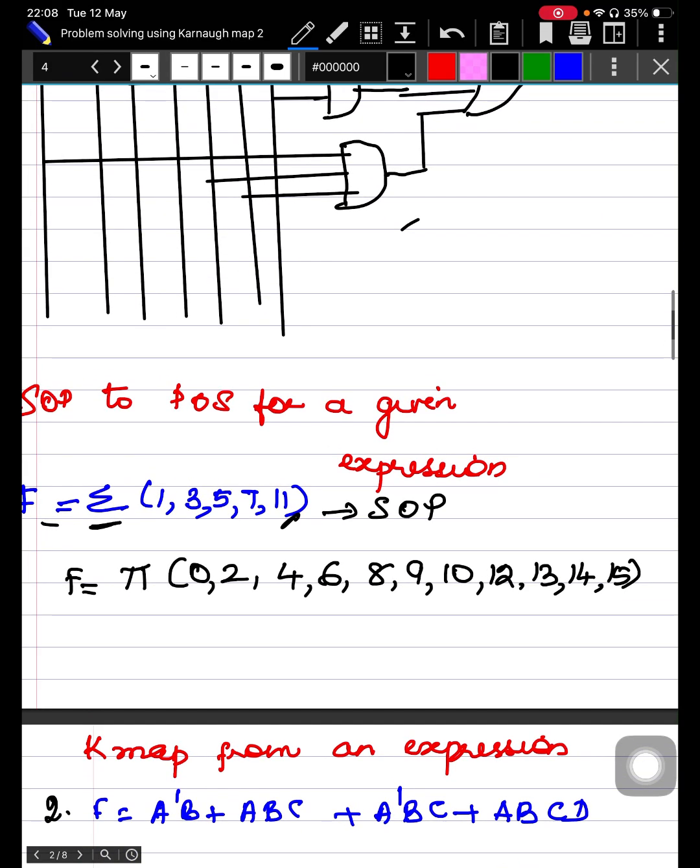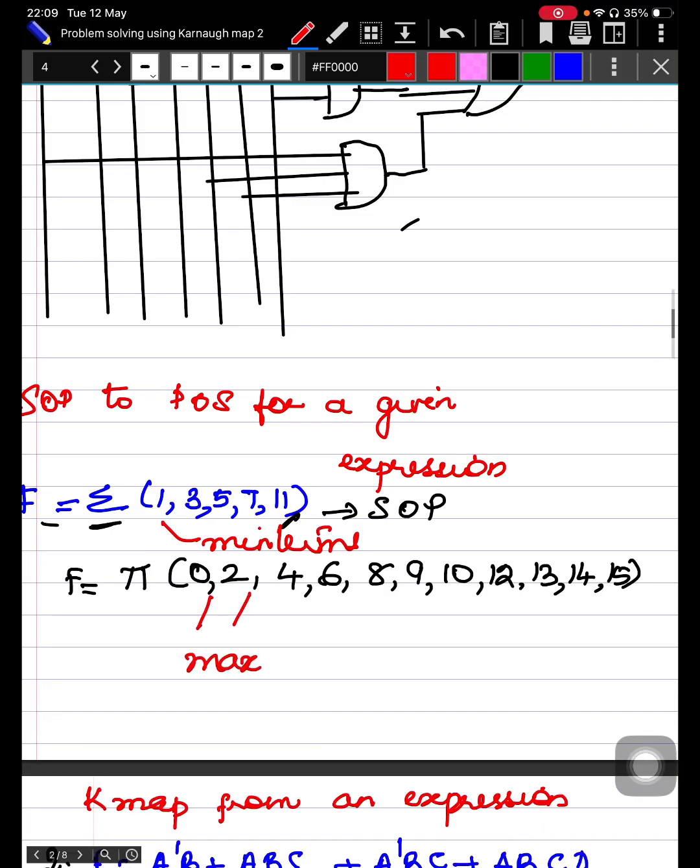So what are these 1, 3, 5, 7, and 11? They are min terms. Right? What are these? These are max terms.